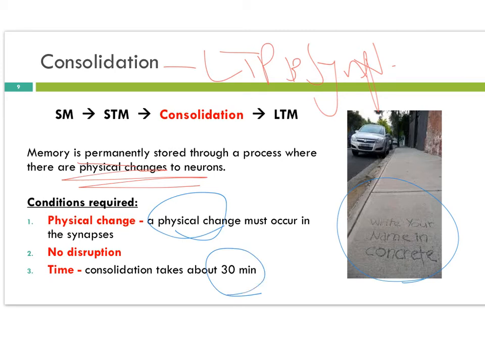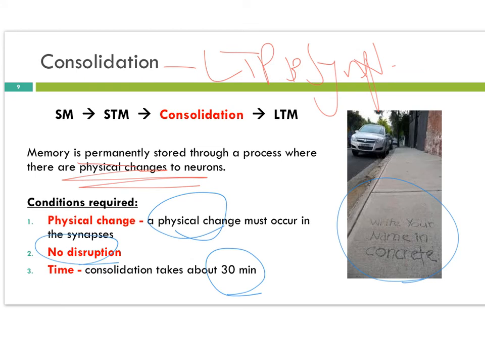Now, within that 30 minutes, if there are no disruptions, then that's fine. Your memories will set relatively permanently in long-term memory. And they should be relatively resistant to any kind of disruption, unless you retrieve and reconsolidate. But what actually happens if there is a disruption? Well, that's our third condition.